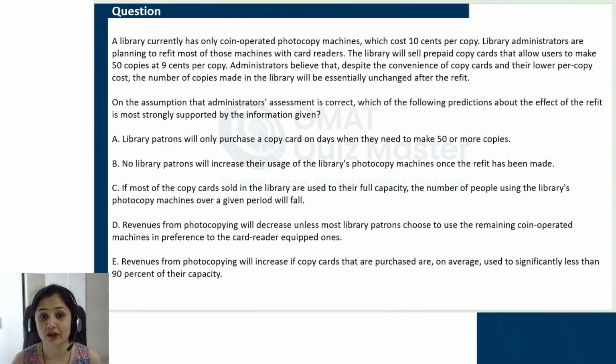The question that we are going to solve is an inference question from OG and it is a hard question. The incorrect answer choices here are very tempting. All the incorrect answer choices seem very logical. So let's get started.